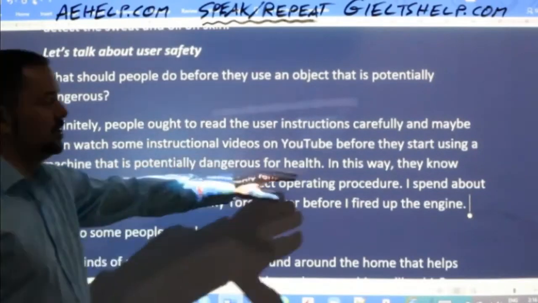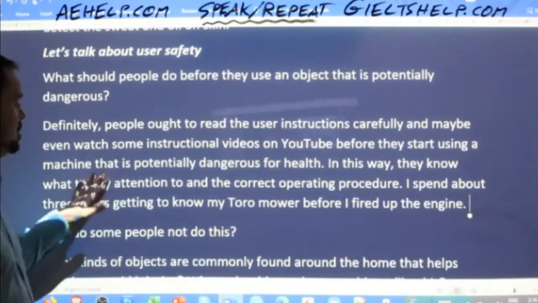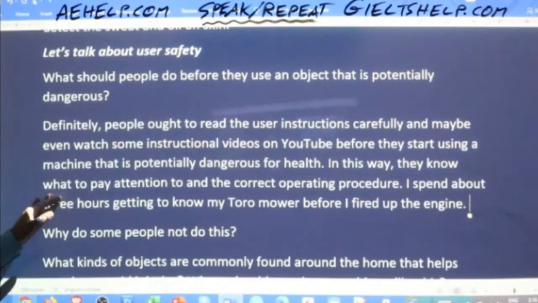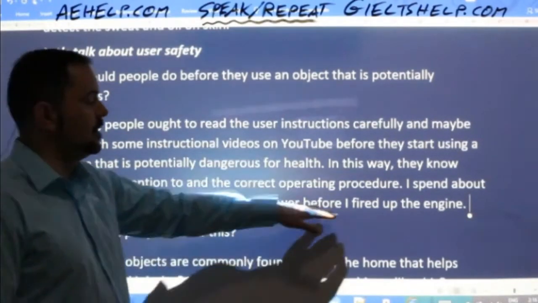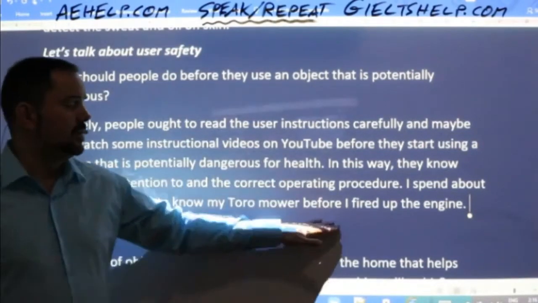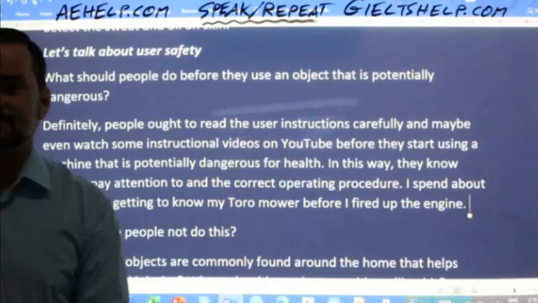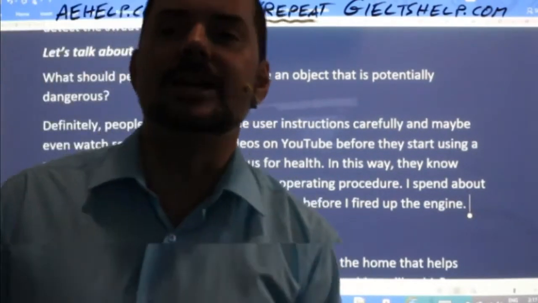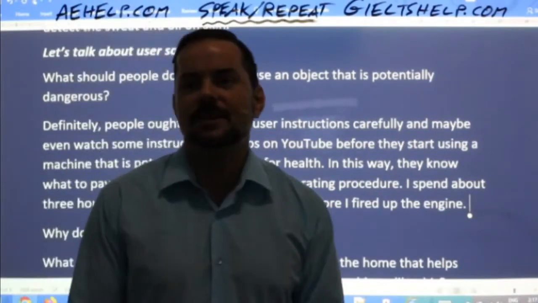Okay, so definitely ought to read the user instructions carefully and maybe even watch instructional videos on YouTube before they start using a machine that is potentially dangerous for health. In this way, they know what to pay attention to and the correct operating procedure. I spent about 3 hours getting to know my Toro mower before I fired up the engine. Okay, so there I included a little bit of idiomatic language at the end as well.